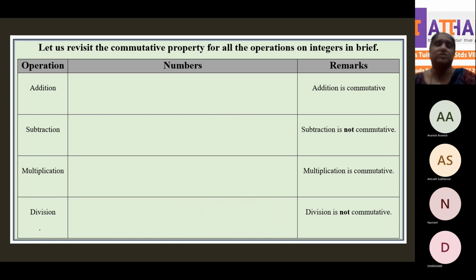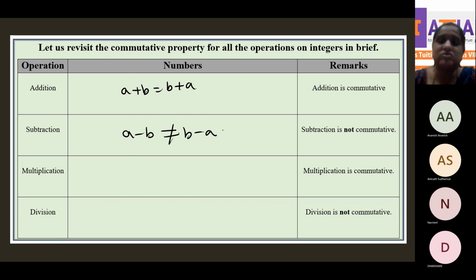Division is not commutative on integers. So if A and B are two integers, A plus B is equal to B plus A. So we say that addition is commutative on integers. If A and B are two integers, A minus B is not the same as B minus A. So subtraction is not commutative on integers.